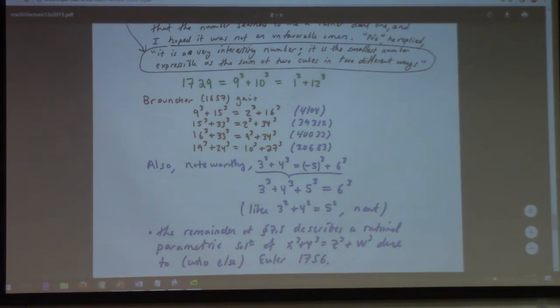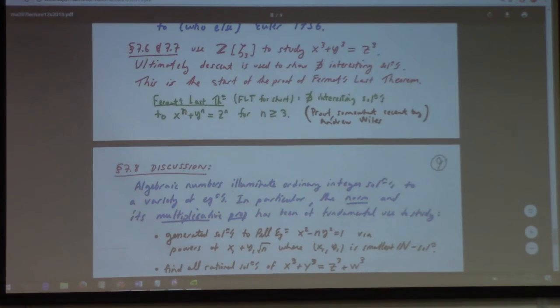Here are some other numbers that can be expressed as a sum of two cubes in different ways. Fun, huh? All right. Anyway, long story short, these Eisenstein integers can be used to study the problem x cubed plus y cubed equals z cubed. And ultimately, you can show that there do not exist interesting solutions to that. This is kind of the start of the proof of Fermat's last theorem, which of course is that x to the n plus y to the n equals z to the n for n greater than or equal to 3 has no solutions. Or no interesting solutions, I should say.